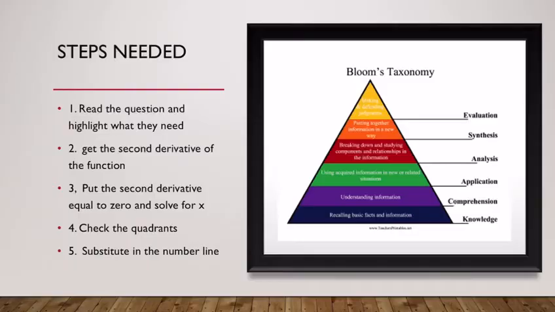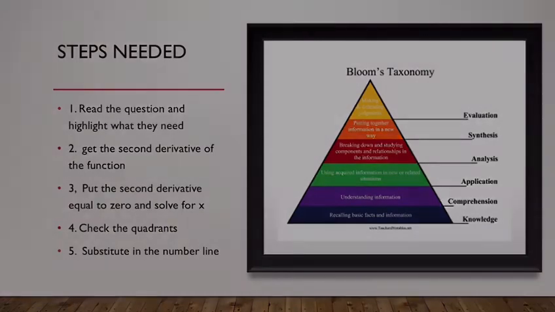I am going to be solving an equation about inflection point. But first we need to know the steps needed to solve this equation. The steps are dependent on Bloom's taxonomy. First, we need to read the question and highlight what they need. Second, get the second derivative of the function. Third, put the second derivative equal to 0 and solve for x. Fourth, check the quadrants, and then the last step is to substitute in the number line.